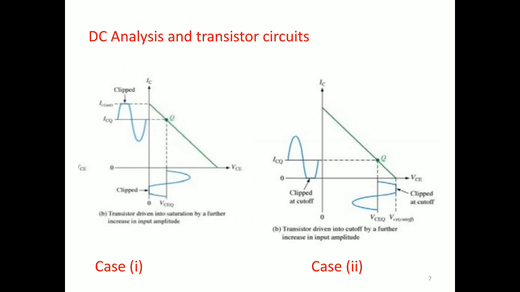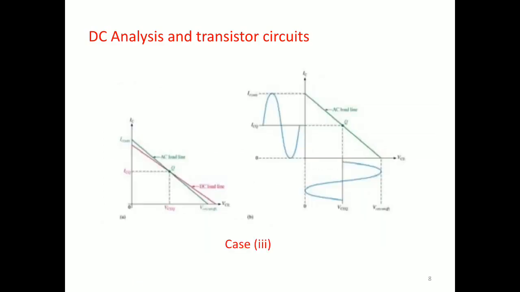What about the second case? It is nearer to the cutoff region, so the collector current is clipped at the negative half cycle, so again that point is not suitable as the operating point. Let us move on to the third one. It is fixed in the center region. If you look at the diagram, I am getting the output without any distortion. So fixing a Q point is very important.